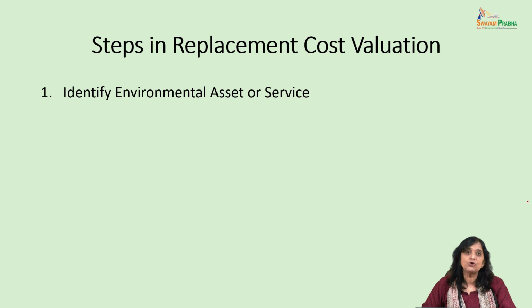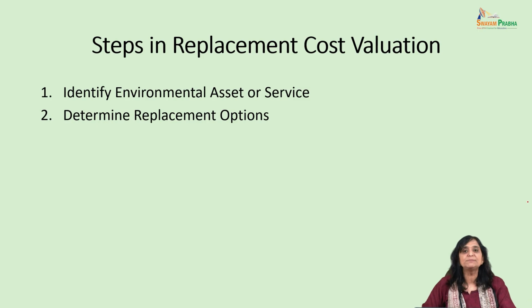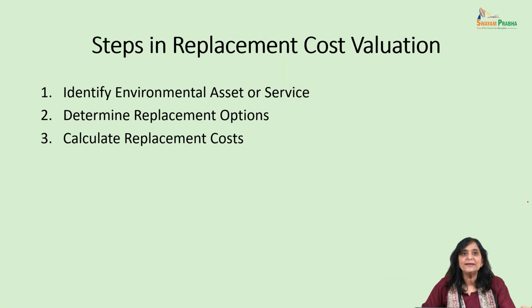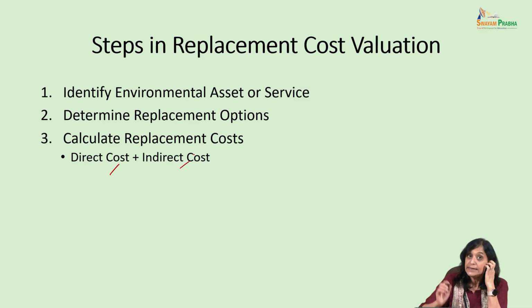The first is you have to identify the environmental asset or service. Then you have to determine the replacement options. We want to replace an environmental asset, we want to replace an environmental service. What are the replacement options available to you? How can you, through an alternative method or through a man-made method, replace this environmental asset? Once you decide the various replacement options, we need to calculate the replacement cost by understanding what expenditure we have to make on this replacement man-made asset. This replacement cost can be a direct cost, it can be an indirect cost.